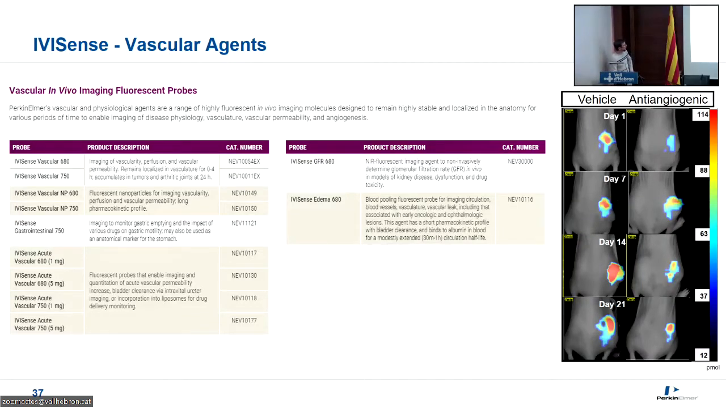We have different compounds with different sizes, so with different kinetic profiles. Some of them can be clearly cleared from the mouse. Some of them will stay for a longer period of time, according to the size.